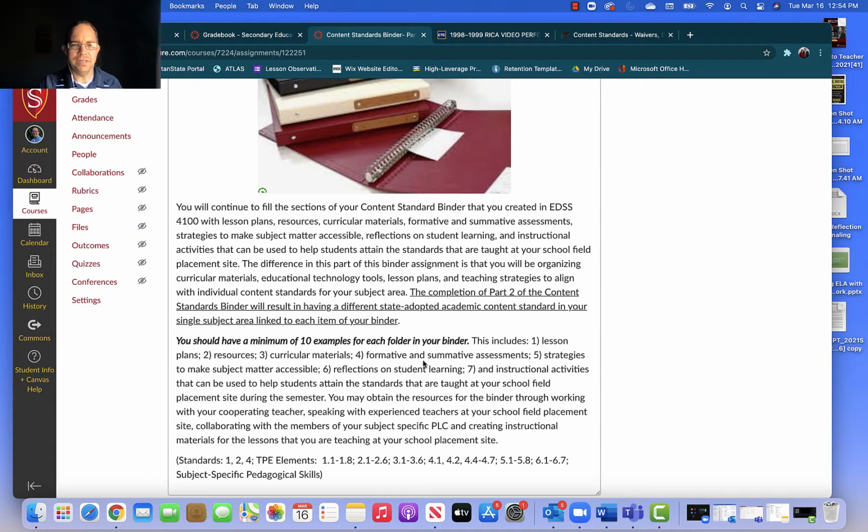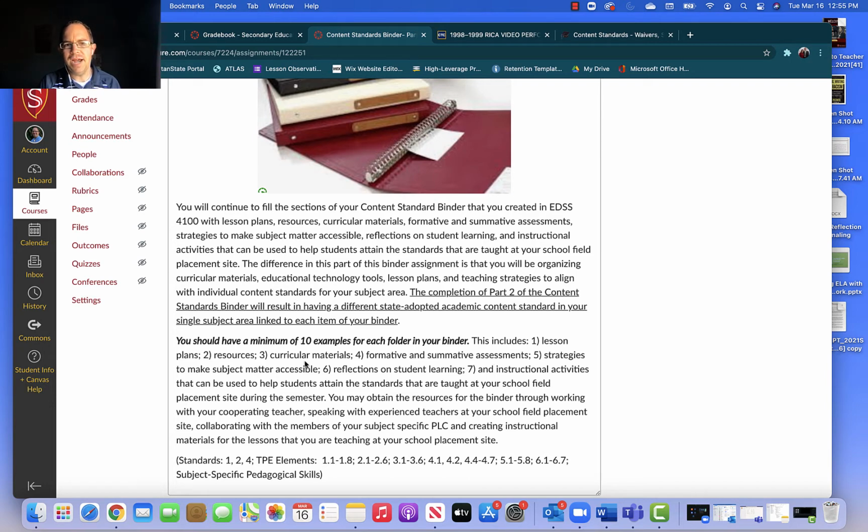I'm not expecting you to have 10 examples in your folder. Let me put this in context of what Dr. Mack's saying. He wants 10 examples in your folder in general. I don't want you to read this as 10 examples for every single standard. Sometimes he even says for his group he wants lesson plans, resources, curriculum materials, so he might take a step further and say he wants 10 of each of these categories. So essentially you'd have like 70 different items.